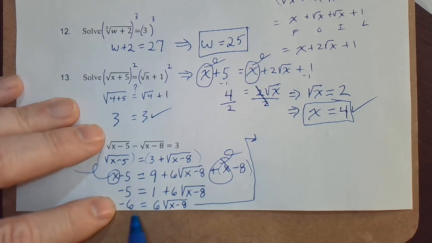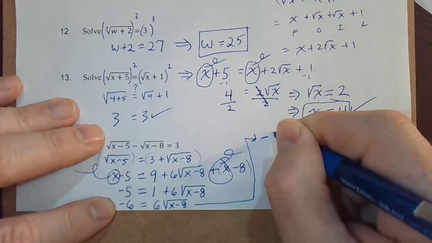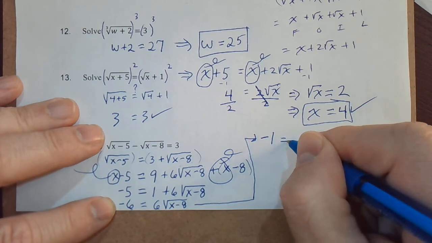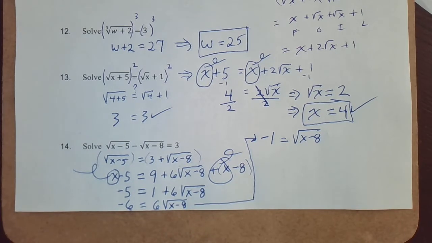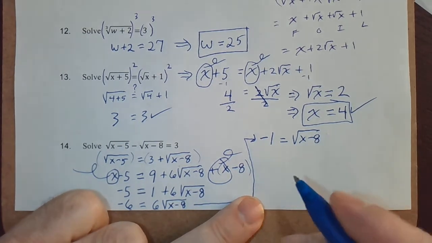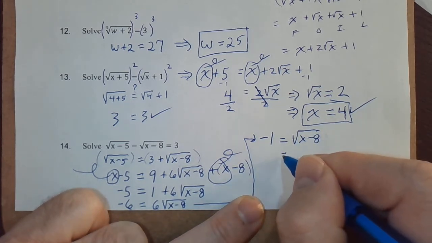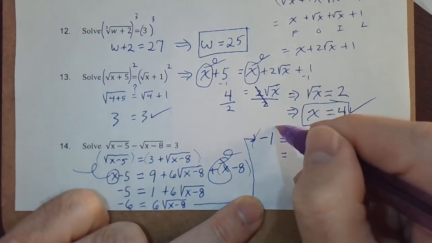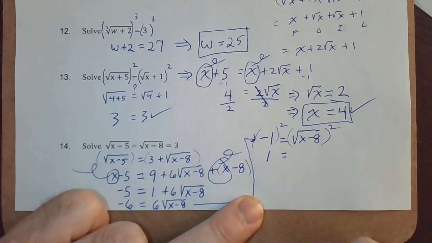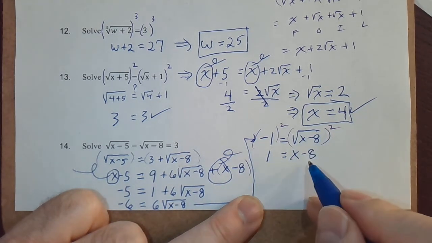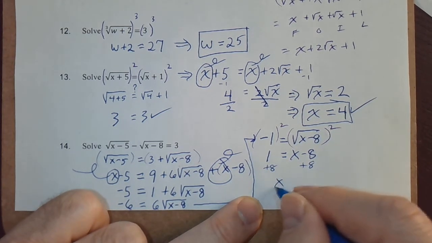What do I get on the left when I divide both sides by 6? Negative 6 over 6 gives me negative 1 equals, and then I've just got radical x minus 8. I have a radical all by itself on one side. So what do we do? Square both sides to get rid of it. Squaring the left, maybe I'll remind ourselves what we're doing here. Squared, squared. And I'll get a 1 equals x minus 8. Add 8 to both sides, and we get x equals 9.